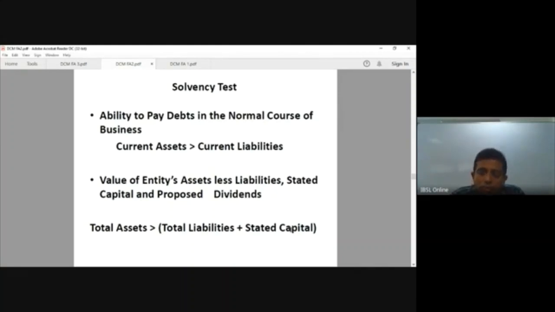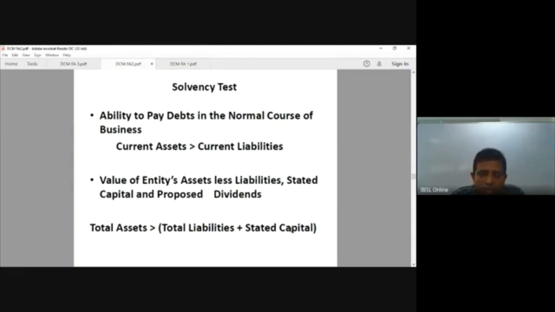Equity is comprised of two parts in a company. What are the two parts? Stated capital plus retained profit. Retained profit. Very good. If you take the bigger picture, not only the retained profit, all the reserves. You have this revaluation reserve. You have these other reserves. You have what is called general reserve, retained profit.